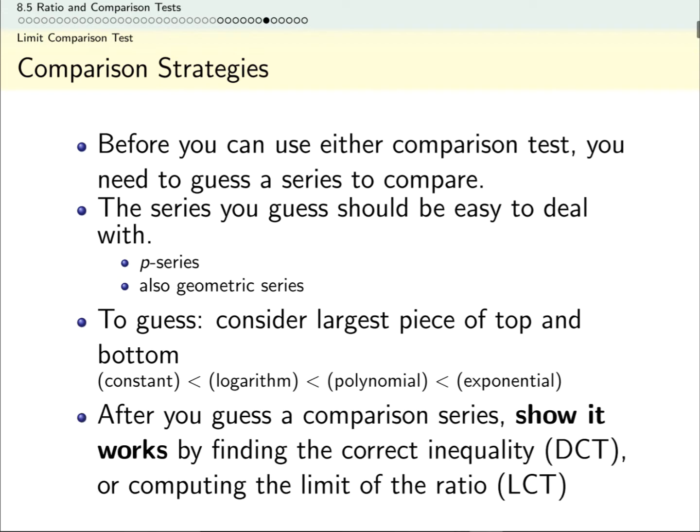And then remember, after you've chosen a series, you have to show that it works. So you either need to demonstrate that the inequality goes in the correct direction for the direct comparison test, or that the limit of the ratio of terms is a finite number for the limit comparison test.